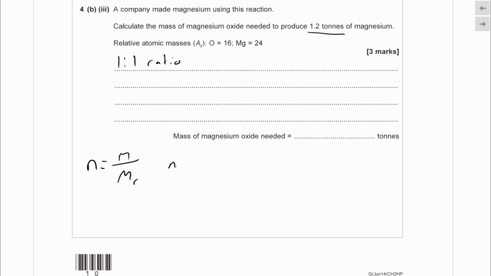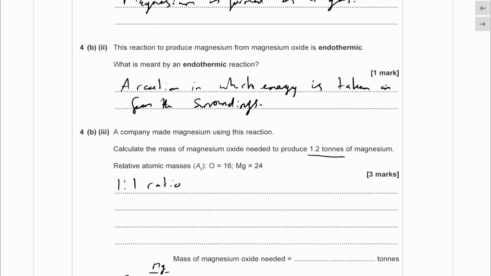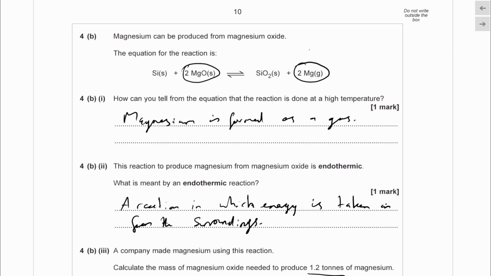So number of moles of magnesium, I'll put magnesium here just so you know, equals 1.2, because that's the mass that we have, 1.2 tons divided by 24. And that's going to give me an answer of 0.05 moles. Now remember that we don't equate masses, we equate moles. So that means that in this reaction, if this is 0.05, because the ratio is the same, this is also 0.05 moles.